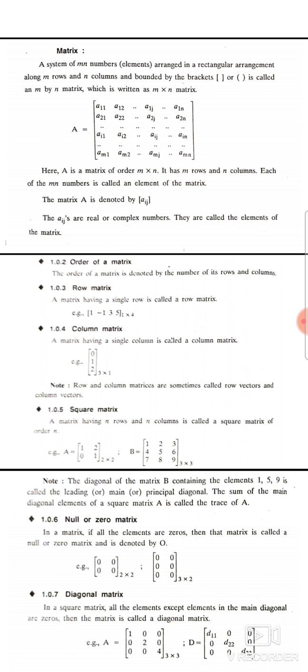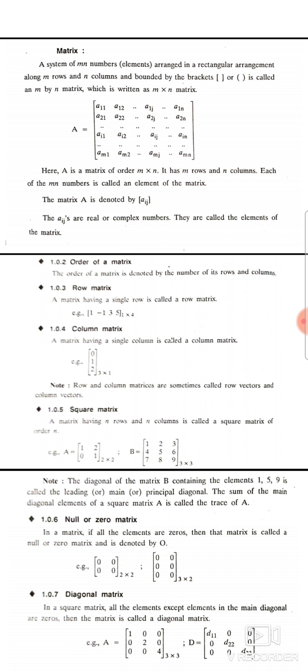The matrix A is denoted by Aij. The aij are real or complex numbers. These are called the elements of the matrix. First one, order of the matrix. The order of the matrix is denoted by the number of its rows and columns.